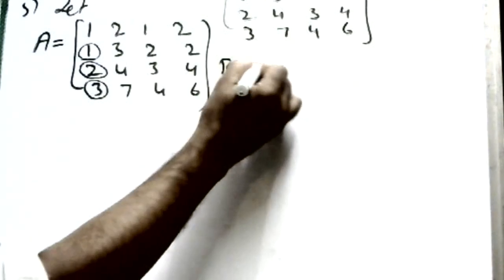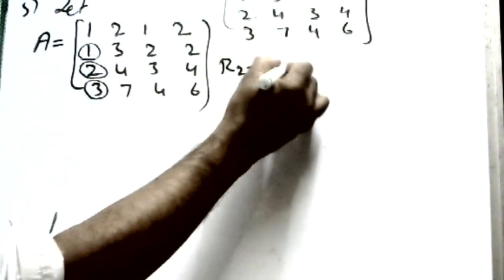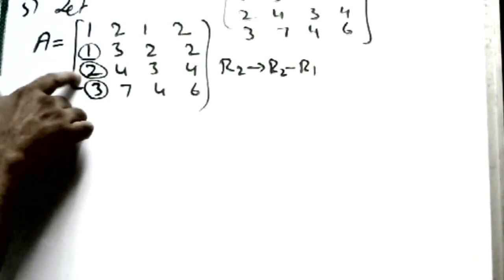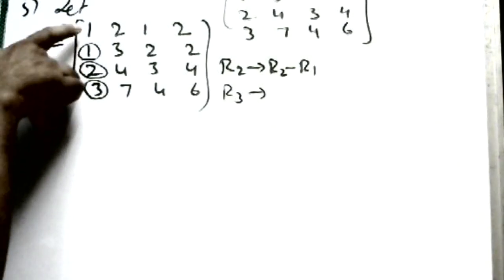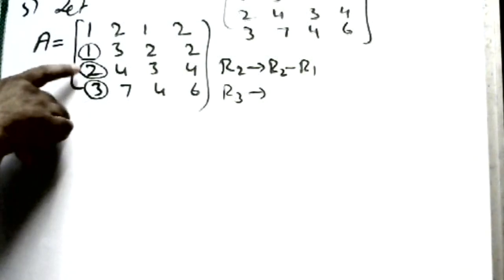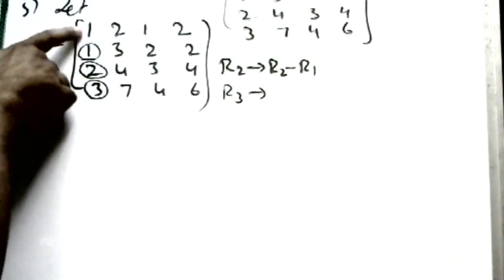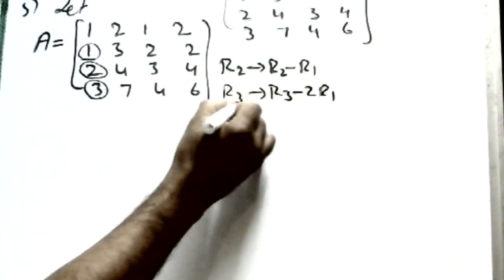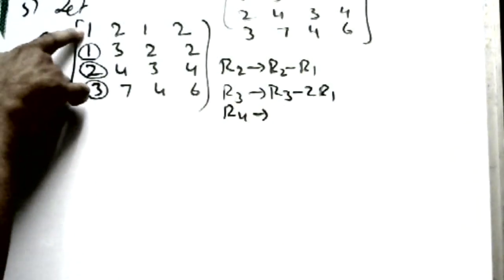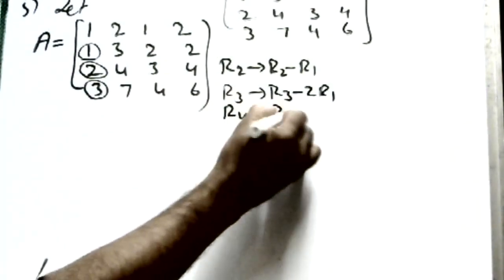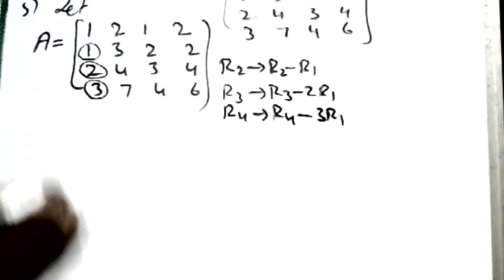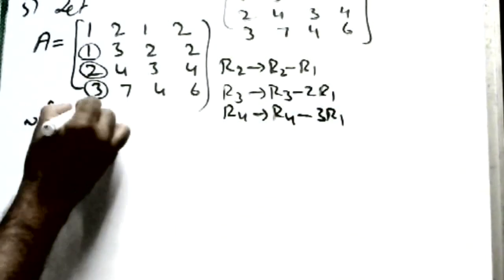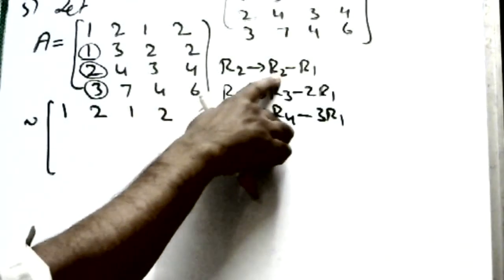Now let me start from this R2. I'm writing here R2 implies, very easy, 1 minus 1 is 0, so R2 minus R1. Let me make this also 0. This is R3. Because it is 2, we should make this also 2, so 2 minus 2 will become 0. So multiply this with 2: R3 minus 2R1. Now R4 implies, this is 3, this should also be 3, so multiply this with 3: R4 minus 3R1, minus 3 ones are 3, will become 0. So let me change here. We are not changing the first row, as it is 1, 2, 1, 2.